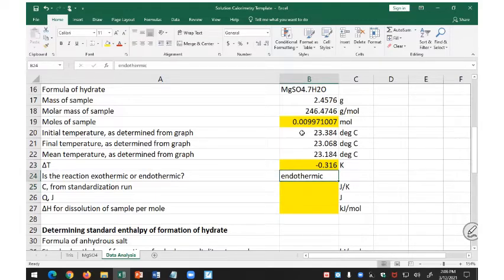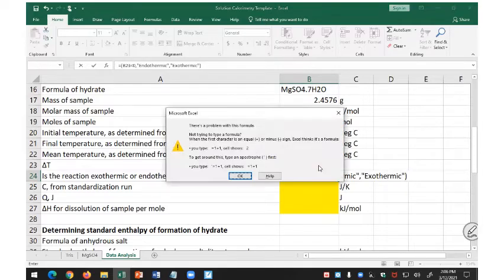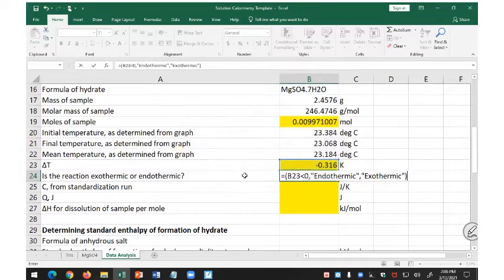If you want to put a formula here, you could. You can say if this number before is less than 0, then the answer is endothermic, comma, otherwise it's exothermic. Oh, I have to put an if, and it says endothermic. Okay. If the number delta T is negative, it's an endothermic reaction. If delta T is positive, it's an exothermic reaction.